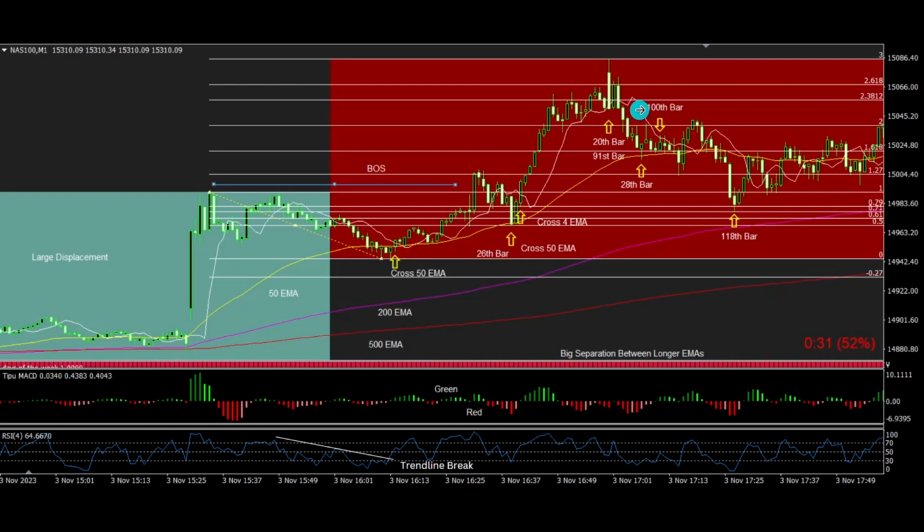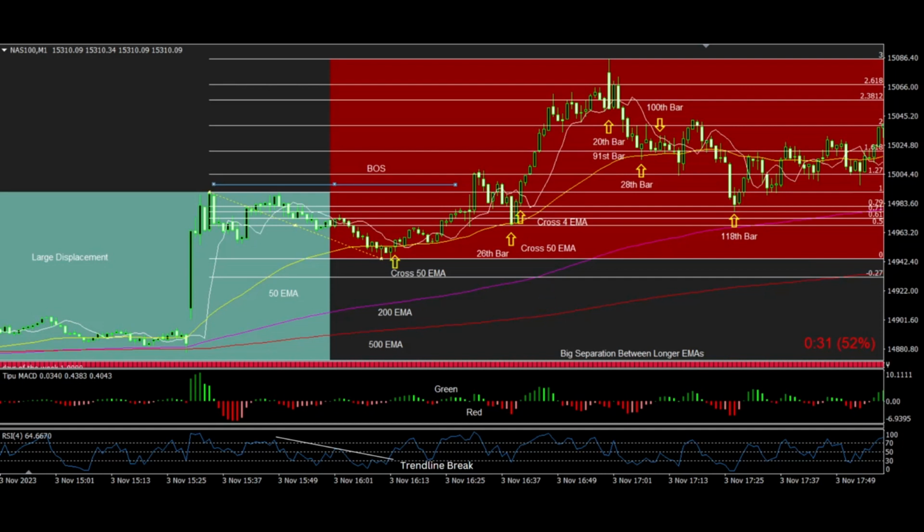As we see, price continues to move down to try to reach back to the 200 EMA, and it almost reached it on the 118th bar. But then it reversed and continued to the upside. So this is when you can predict price movement.